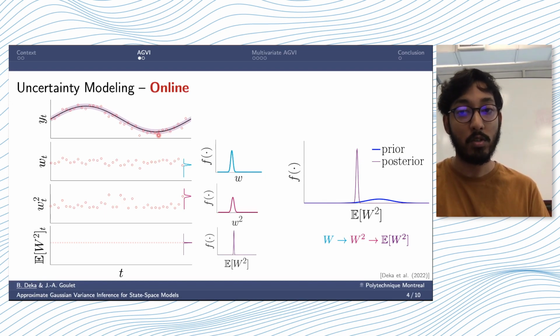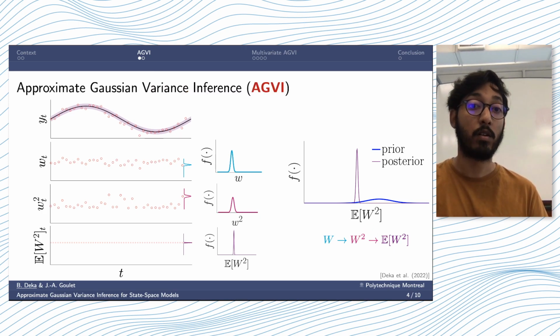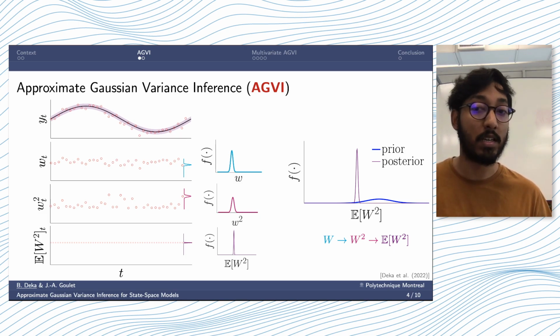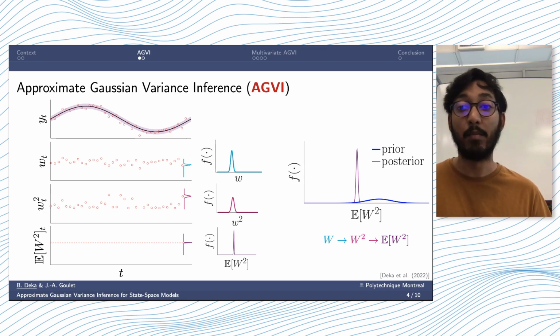Now this approach or framework, where we connect W to W squared first using GMA, and then from W squared to the expected value of W squared, we refer to as the Approximate Gaussian Variance Inference, or AGVI. I just want to repeat that it involves two main steps: connecting W to W squared, and W squared to the expected value of W squared.